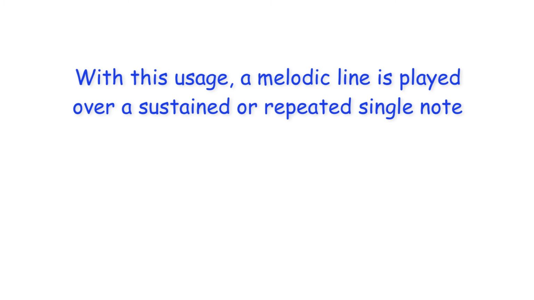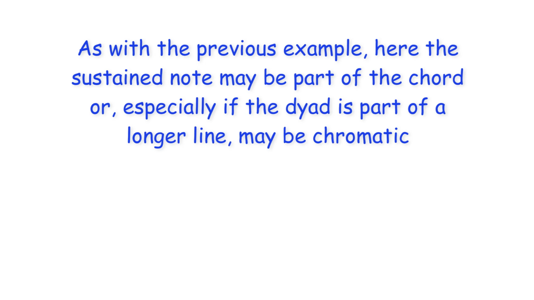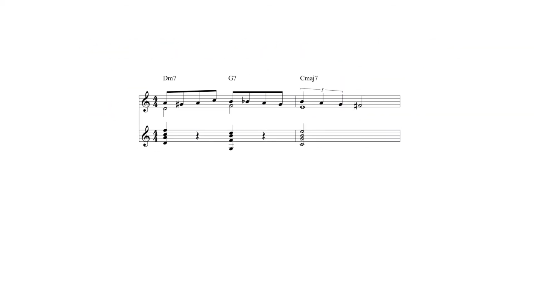With this usage, a melodic line is played over a sustained or repeated single note. As with the previous example, here the sustained note may be part of the chord, or especially if the dyad is part of a longer line, may be chromatic. In this example, the upper line after a leap from A traces a descent to F sharp.